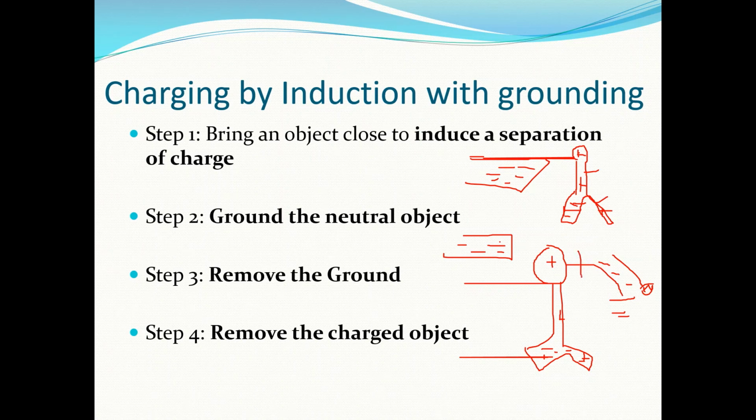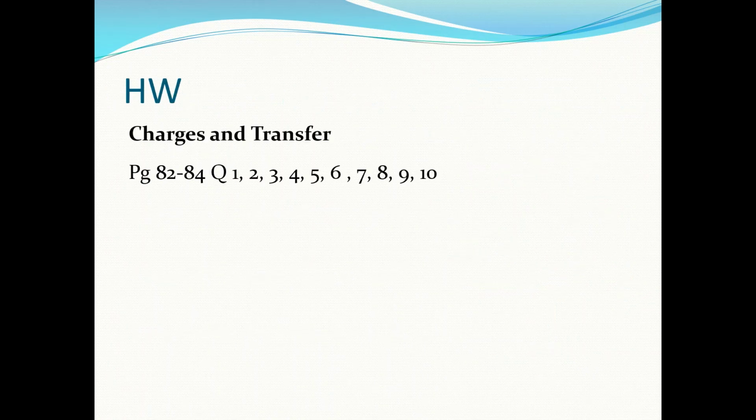Okay? You remove the ground, you cut this off so they can't get back in, and then you remove this object, bring that away. What happens is, all those negatives left, so you have a positively charged electroscope, and they can't get back in. So the charge is opposite with this induction with grounding, which is different than conduction, where you end up with the same charge. Okay, this is your homework. Give it a go.